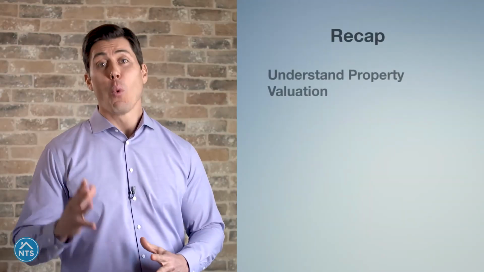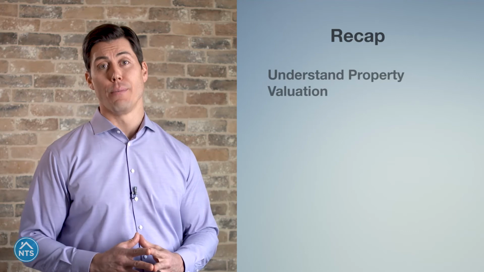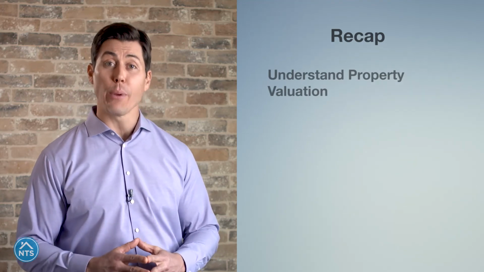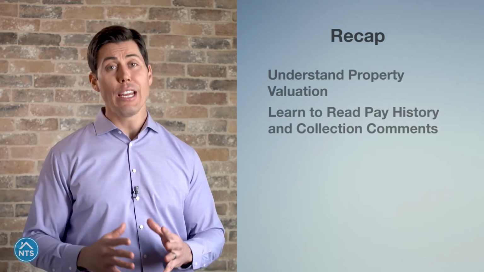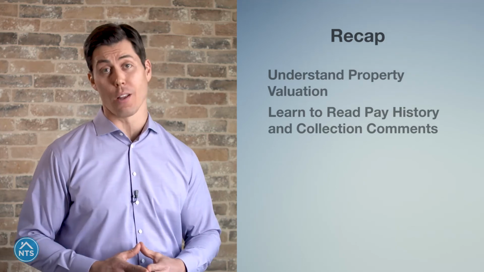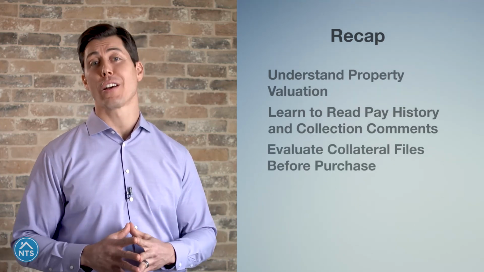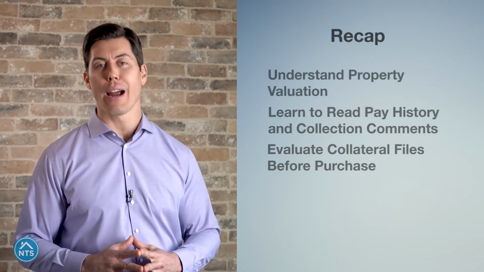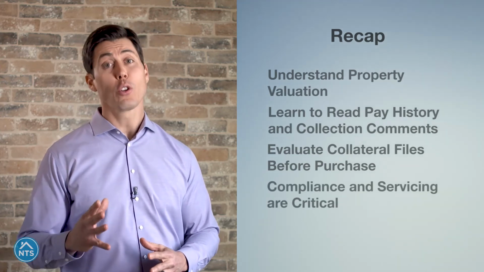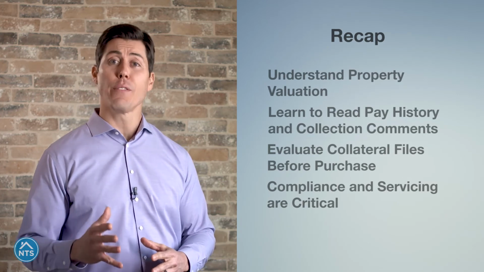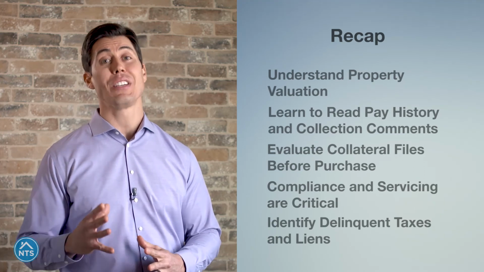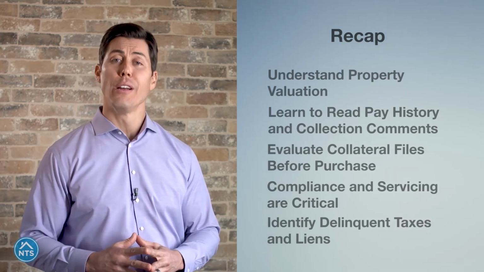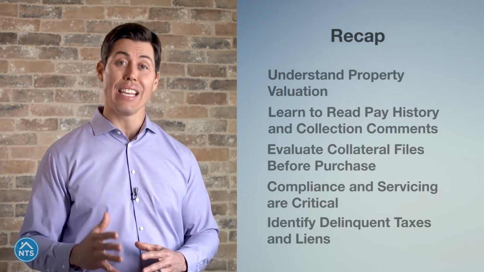All right, this concludes Module 5. Let's recap the big ideas covered about due diligence. One, it's critical to understand property valuation and how to evaluate a broker price opinion or BPO. Understanding how to read a pay history and evaluate collection comments are key to evaluating the borrower and the performance of a loan. There are a number of components to the collateral file that must be evaluated prior to purchasing the note. It's critical to be aware of compliance topics and find a servicer that's a good fit for your portfolio. And finally, when buying non-performing loans, it's particularly important to review the public records to identify delinquent taxes and any liens against the property.